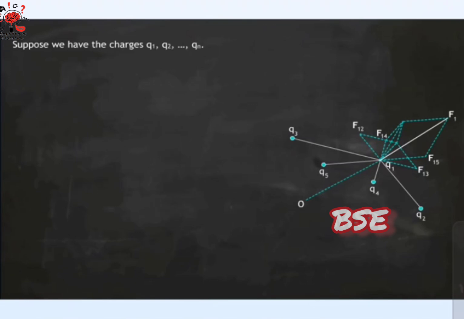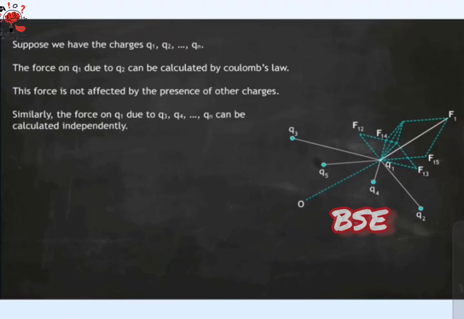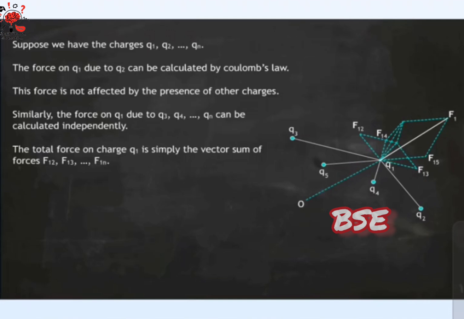Suppose we have the charges Q1, Q2 up to Qn. The force on Q1 due to Q2 can be calculated by Coulomb's law. This force is not affected by the presence of other charges. Similarly, the force on Q1 due to Q3, Q4 up to Qn can be calculated independently. The total force on charge Q1 is simply the vector sum of forces F12, F13 up to F1n.